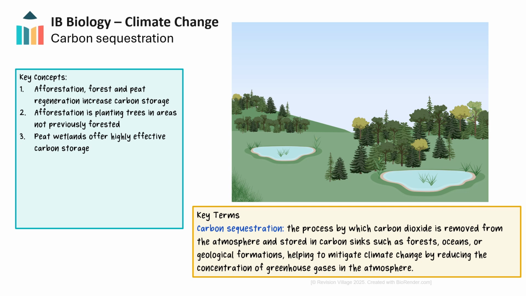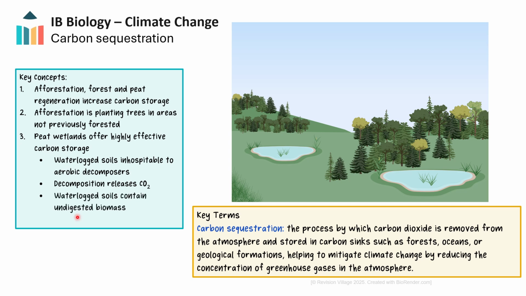Waterlogged soils are inhospitable to aerobic decomposers, vastly slowing decomposition. Decomposition releases carbon dioxide through respiration. So, waterlogged soils contain undigested biomass, which stores a large amount of carbon. These natural carbon sinks play a crucial role in mitigating the impacts of climate change. Wetlands are the world's largest carbon sinks, and protecting and restoring them is an important strategy in mitigating climate change.